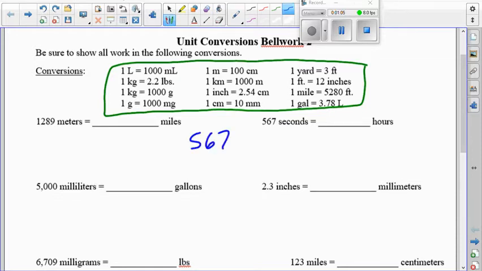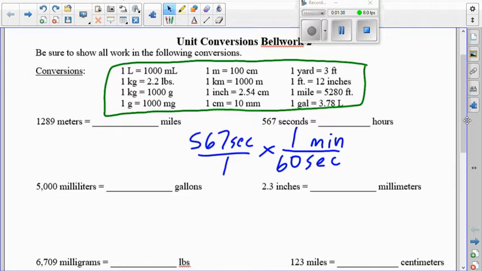567 seconds over 1. Do I want seconds in my final answer? No, I do not. So what has to be on the bottom of my next fraction? Seconds. You got it. What should I try and convert those to? Minutes. Minutes, yep. Inching myself closer to hours. So now it becomes obvious to me, hey, does that 60 go on top or bottom? Which one does it go on? The bottom, because it goes with seconds, because there's 60 seconds in a minute, not 60 minutes in a second.